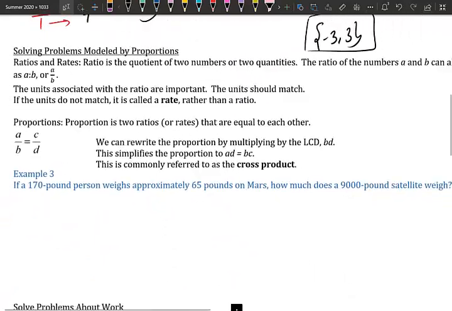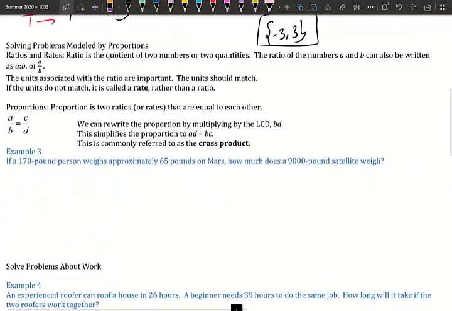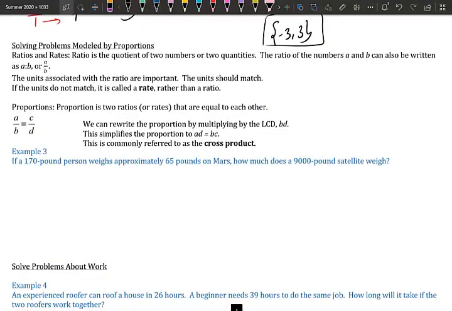Solving problems modeled by proportions. We talked a little bit about proportions in the previous section, where we multiply diagonally. So ratios and rates. A ratio is a quotient of two numbers or two quantities. The ratio of a number a and b can also be written as a to b or a over b. All those mean fractions. The units associated with a ratio are important. The units should match. If the units do not match, it is called a rate rather than a ratio.